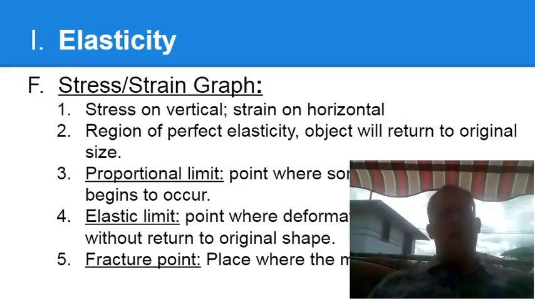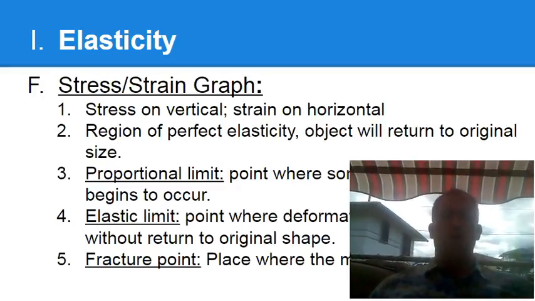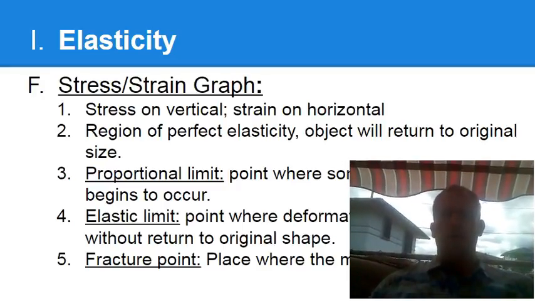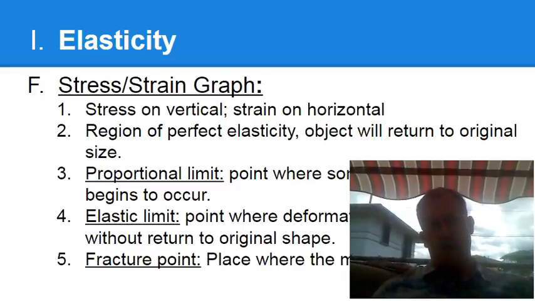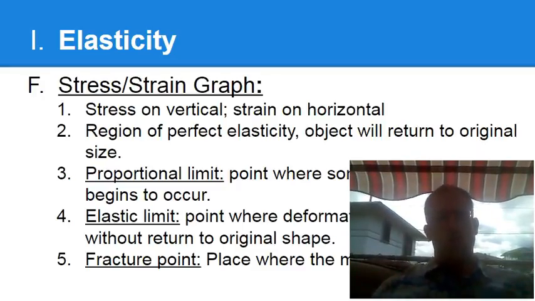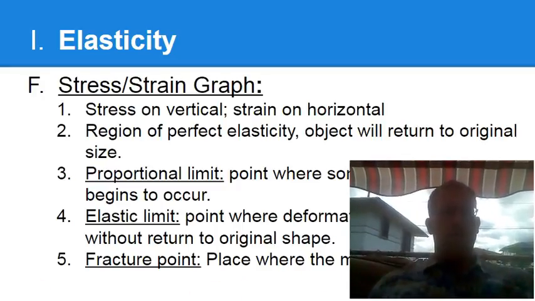Okay. And so there are some terms there. We're going to see something called a proportional limit, and that's the point where some deformation begins to occur, where the object doesn't just return to its original size when you take the stress off of it. The elastic limit is the point where permanent deformation happens, and it's usually just before the object fails with the amount of stress that you've put on it. It's going to start stretching really easy. And then the fracture point is where the object breaks. So let me show you some pictures of these graphs.